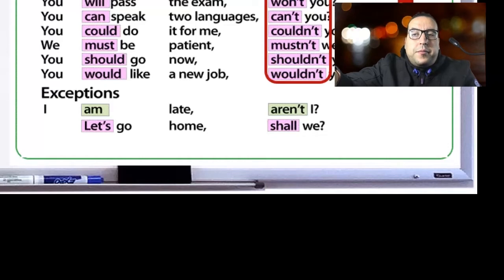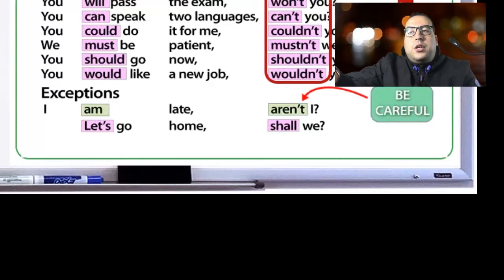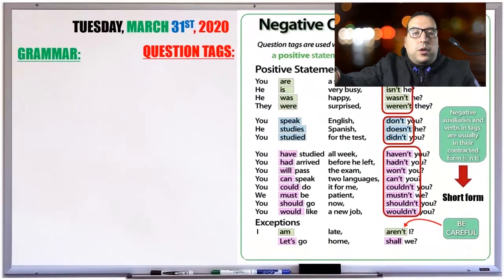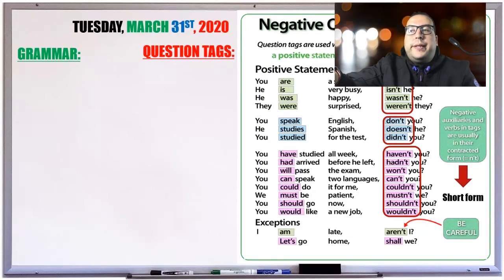We use aren't. And again, when we have the verb let's do something, let's go, let's study, let's travel, the question tag is shall we. It doesn't have a negative form. Shall we. So if it starts with let's, you finish with shall we. All right. So be careful about these two exceptions because you might encounter them many times in some exercises.